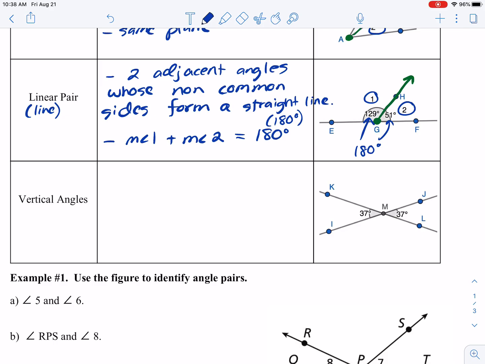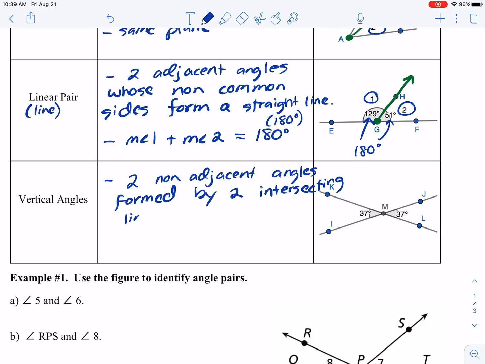Vertical angles. This would be our angle pair that is non-adjacent, meaning they don't share a side. So two non-adjacent angles, and they are formed by two intersecting lines. Vertical angles are opposite each other. And vertical angles do have a relationship between their measure. They are congruent.